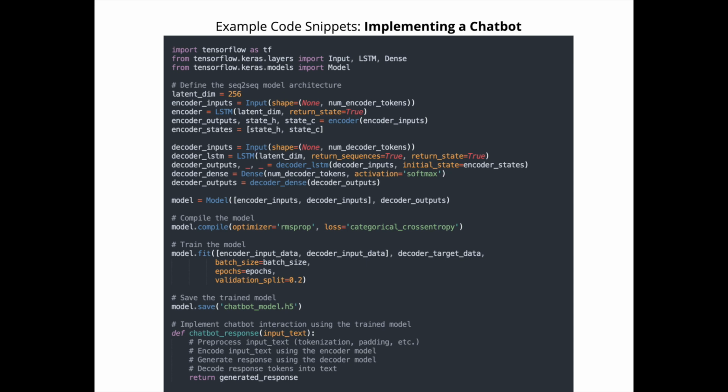This example demonstrates how to implement a simple chatbot using a sequence-to-sequence model architecture with TensorFlow's Keras API. You can further enhance the chatbot's performance by experimenting with different architectures, training strategies, and techniques like attention mechanisms. Additionally, consider integrating the chatbot with external APIs or services for more advanced functionality.